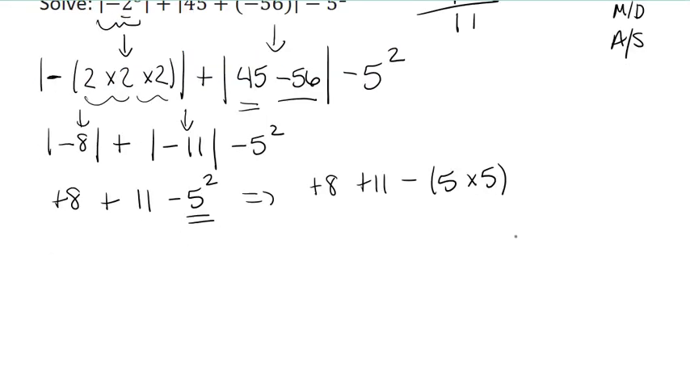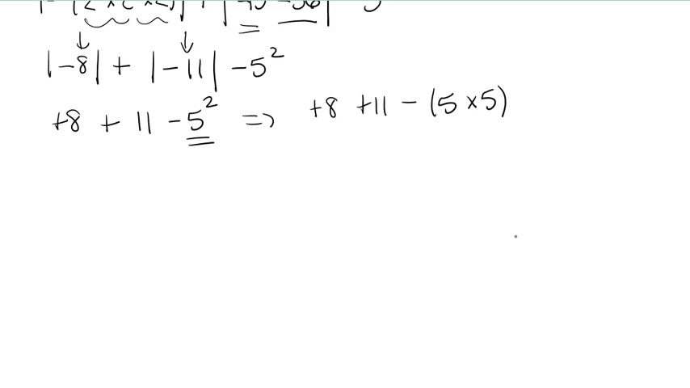So here we have 8. We'll just drop that first positive sign. 8 plus 11 minus, so 5 times 5 is 25. Now, our final step will be just to add and subtract these numbers together. And this is the final step. So we can do it in either order. So what I would probably do is I would just add these two first. So 8 plus 11 is 19, and then we're going to go minus 25. And this is equal to negative 6.